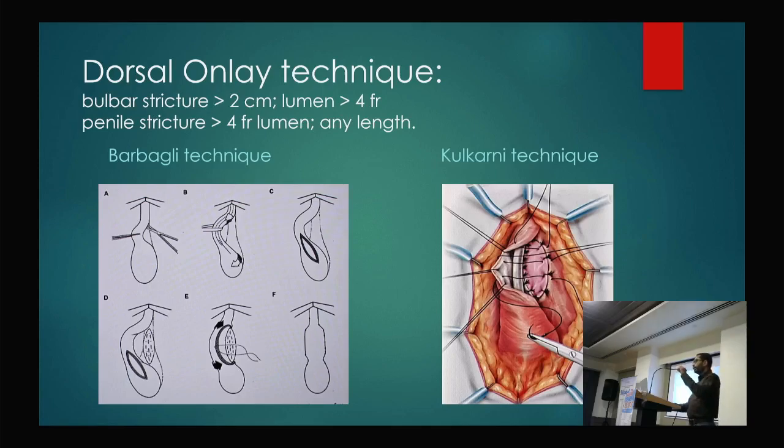Now briefly about techniques. The dorsal only technique is indicated for a bulbar stricture more than 2 centimeter with lumen more than 4 French, and any length of penile stricture which has a good lumen more than 4 French. The basic technique was described by Barbagli in 1996, in which the spongiosum is entirely mobilized all around, and dorsally we suture the graft, the stricture segment is opened dorsally, and the edges are fixed with the graft. This is the original technique described by Barbagli.